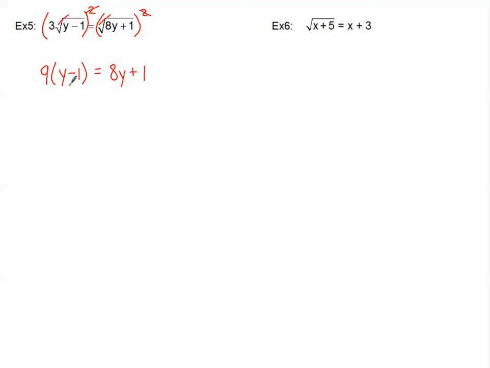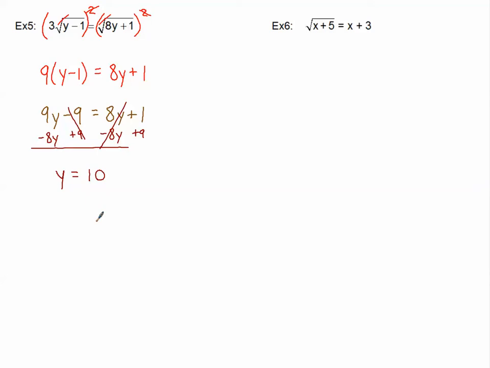Let's go ahead and distribute that 9. Some people might do that in their head as they go. 9y minus 9, that's fine, equals 8y plus 1. Okay, and now we'll solve. I'm going to choose this side to bring my variable, so I'll subtract 8y over to here. At the same time, I'm going to add 9. I can do 2 steps in one. So 9y take away 8y is just going to be 1y, and 1 plus 9 is 10. Okay. So it looks like y is 10. This is a type of equation that we definitely need to check for extraneous solutions because I don't know if this is going to work or not.